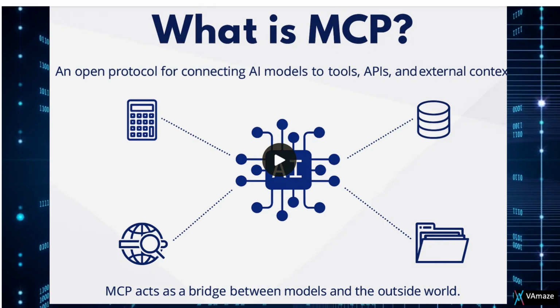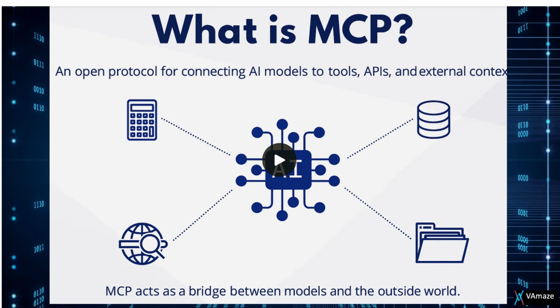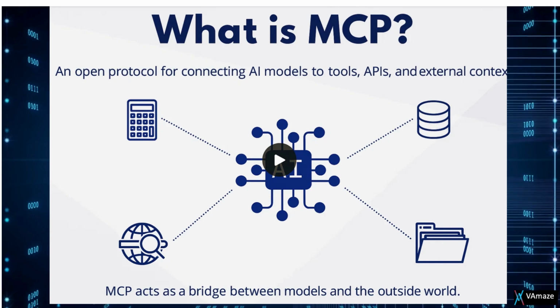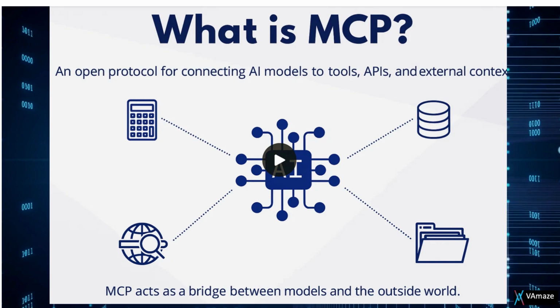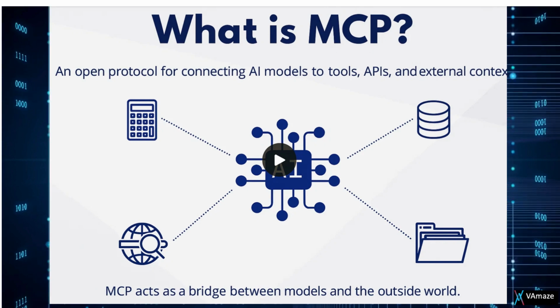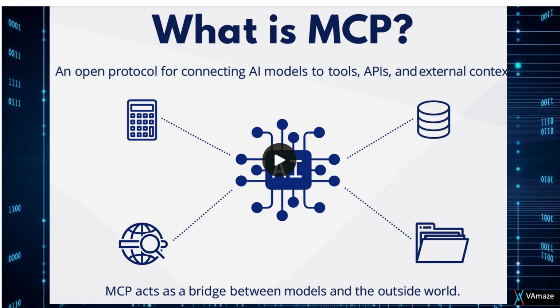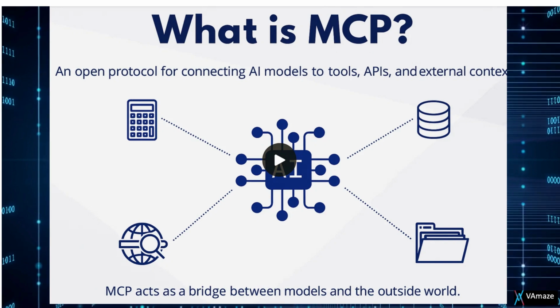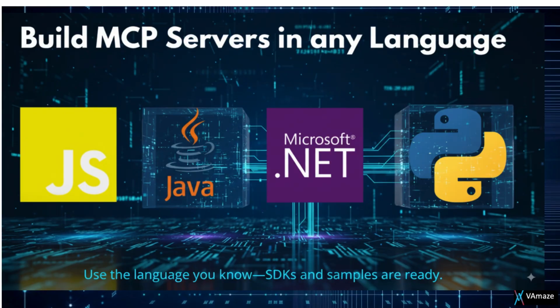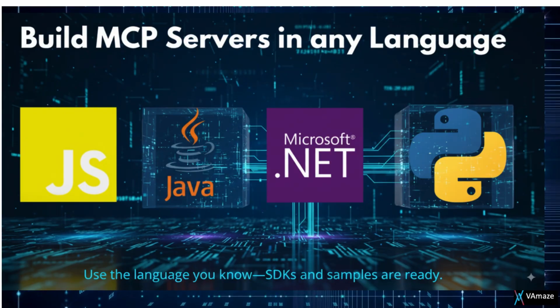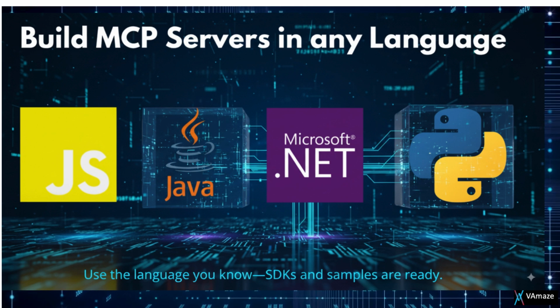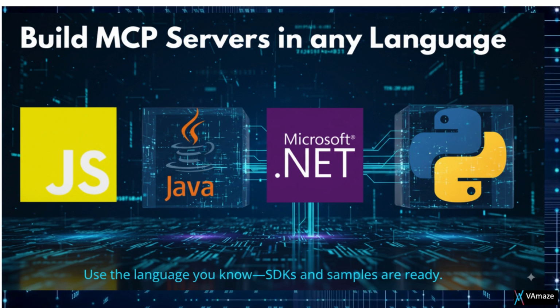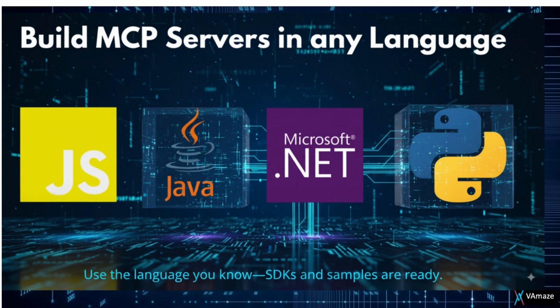MCP stands for Model Context Protocol and is a standardized way for language models to interact with tools, data sources, and external applications. Think of it like a translator between your AI model and the rest of your digital ecosystem. What makes MCP so special is its architecture. It's modular, flexible, and designed to work with any programming language, be it Python, Java, JavaScript, .NET, you name it.